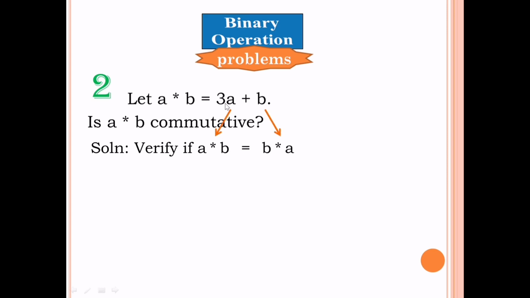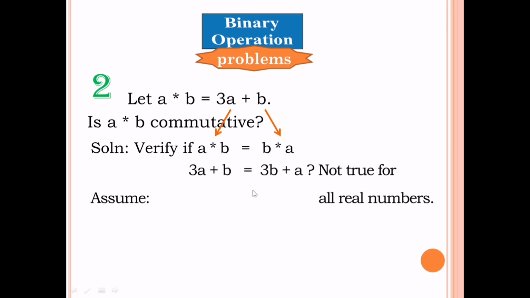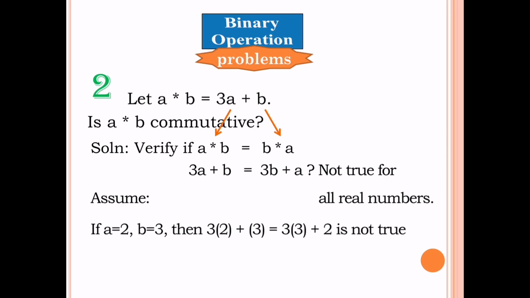So we have A binary operation B as 3A plus B, and B binary operation A becomes 3B plus A. So we have 3A plus B versus 3B plus A because of the commutative property. This is not true for all real numbers. How and why? Let us assume A is 2 and B is 3, then 3 times 2 plus 3 equals 3 times 3 plus 2.